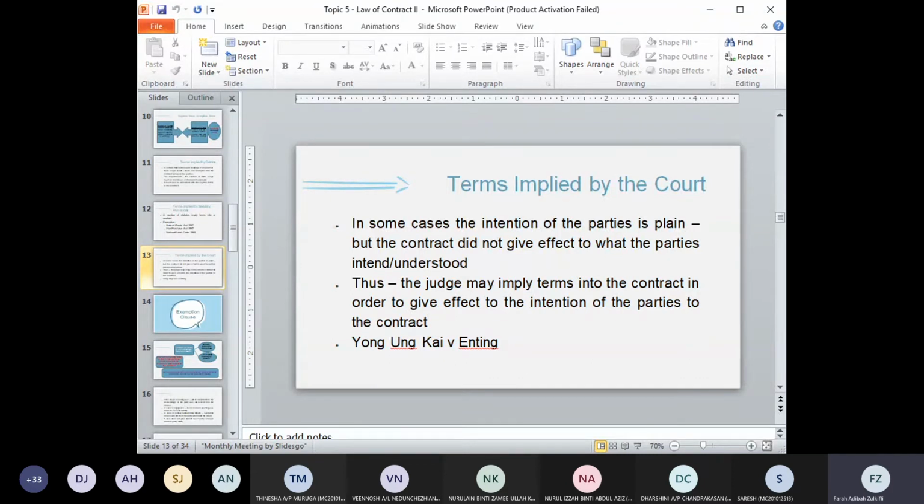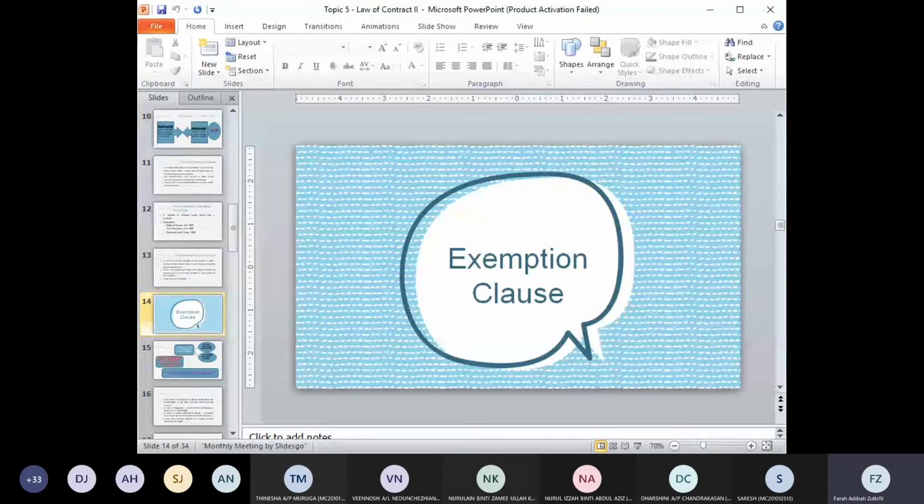Okay. So if there is no question, we continue with exemption clause. So exemption clause is also what we call exclusion clause. Exclusion clause, exemption clause is something which is very familiar. I think you all are very familiar with the exemption clause.